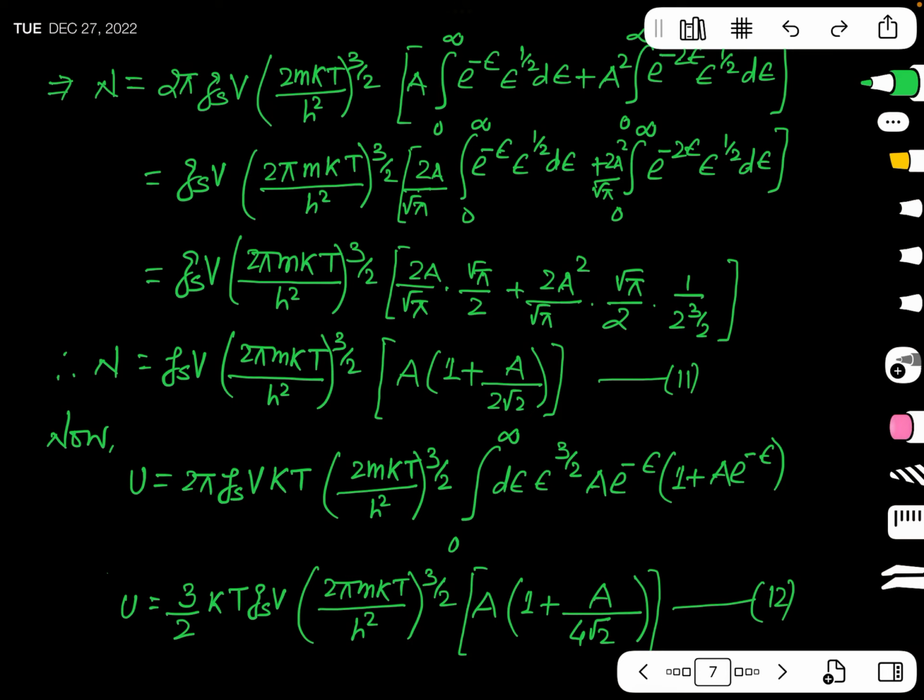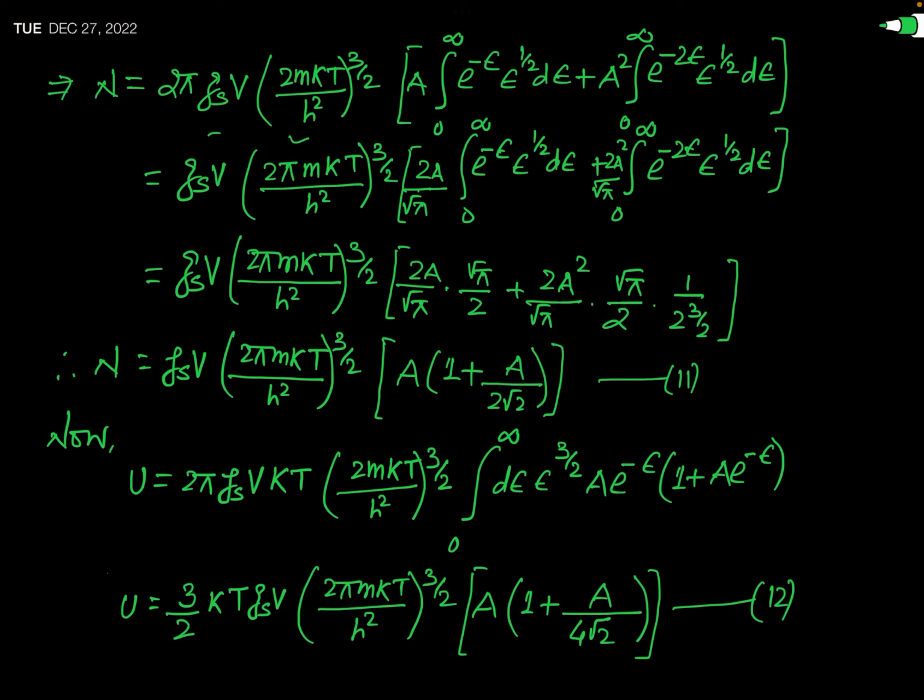solve this equation. You can see actually this can be written as 2 pi gs into v times 2m kt over h square to the power 3 by 2. Okay, and here the integral has been operated on both of the terms, and you can see in the first term a has been taken outside of the integral, and there is e to the power minus epsilon times epsilon to the power half d epsilon, and in the second term here will be a square e to the power minus 2 epsilon, epsilon to the power half d epsilon.